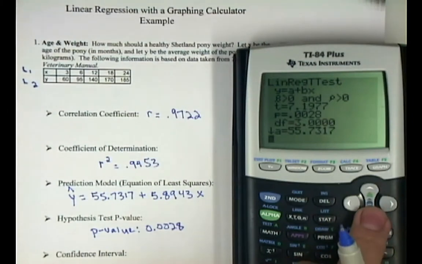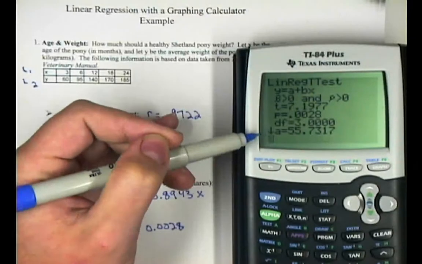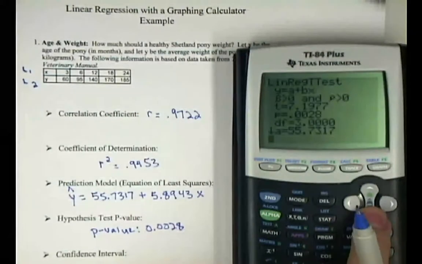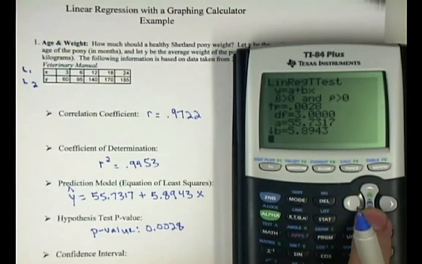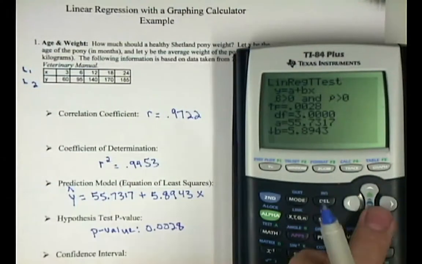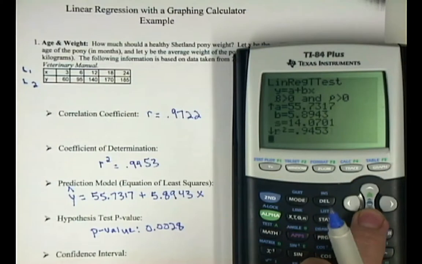But look at the arrow key, it's pointing down. It says, hey, there's more information down here, do you want to see it? And you can say, oh yes I do, please. Let's press down. It gives you the A and the B again. We found that already through the calc menu, but it gives you it in the test menu as well.